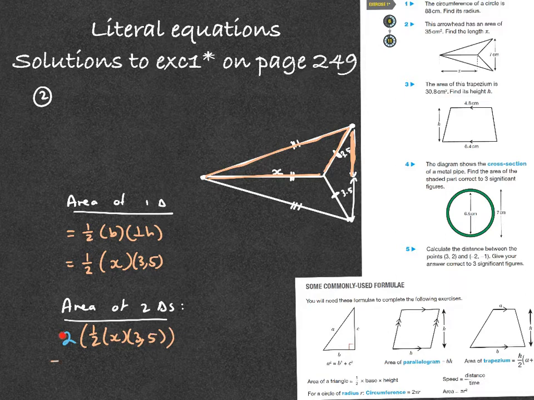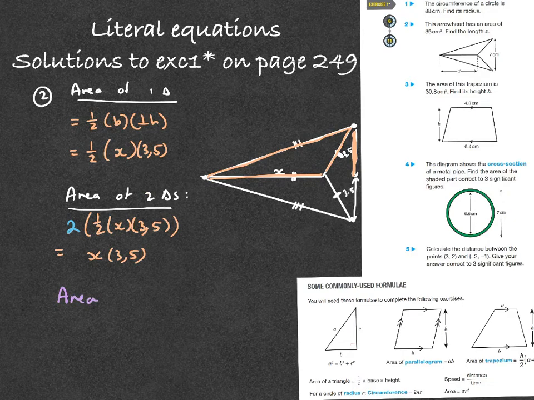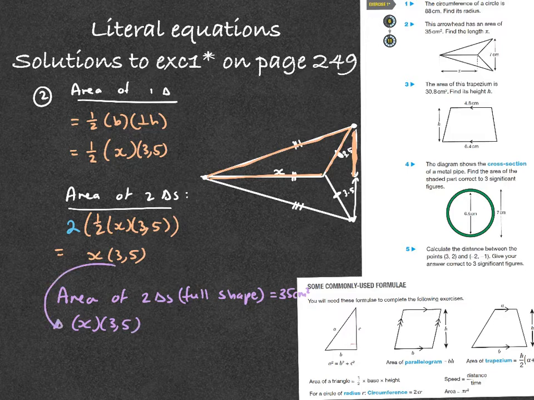What is that equal to? 2 times a half is equal to 1. So that's equal to x times 3.5, which is 3.5x. How cool is that? So the area of all those triangles together is equal to 3.5x. And what is the area equal to? We know what that is equal to. It's not 3.8. It's 35. So therefore 35 is equal to x times 3.5. That's the area of the two shapes.